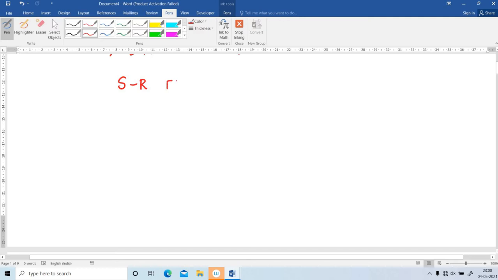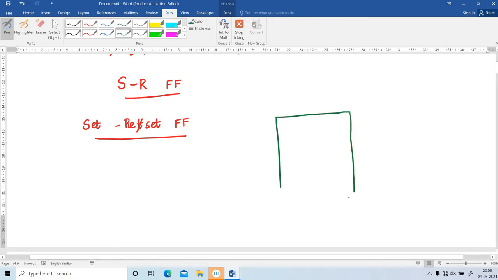What is the other name of SR flip-flop? SR flip-flop is otherwise known as set-reset flip-flop. First of all, I am going to draw the symbol for SR flip-flop. So this is the symbol. In the center is the clock. Here S and R. Here Q and Q bar. This is the symbol for SR flip-flop.